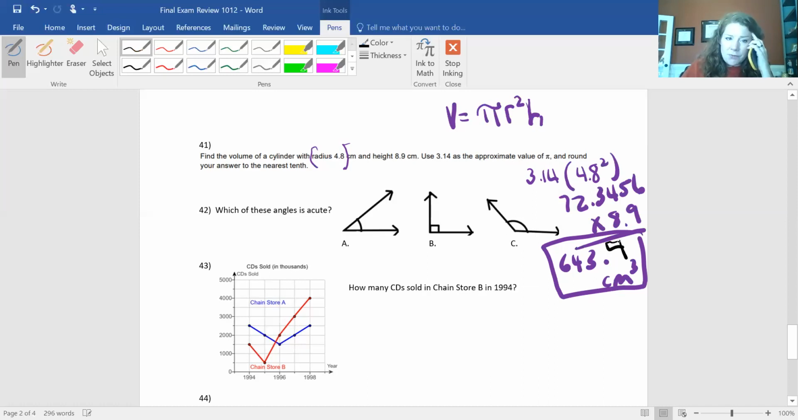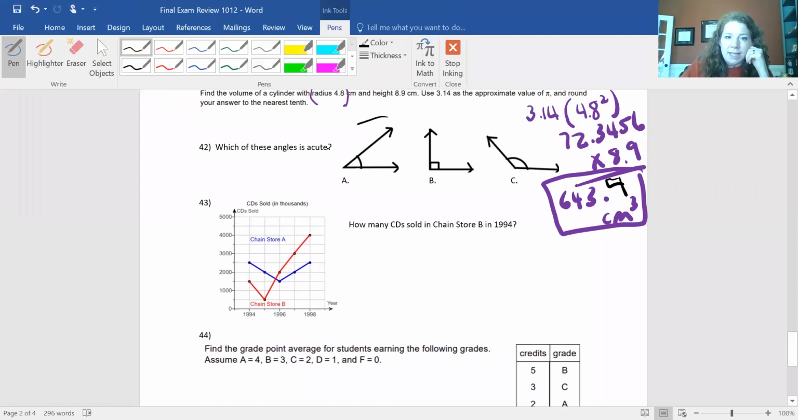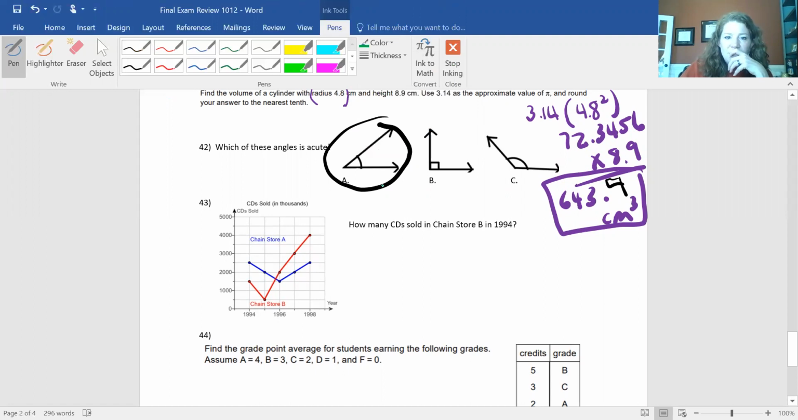All right, number 42. Which of these angles is acute? A cute little angle. So that would be letter A. So B would be a right angle, and C would be a big old obtuse angle. All right, so then number 43, how many CDs sold in chain store B in 1994?